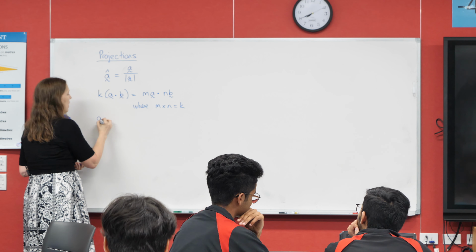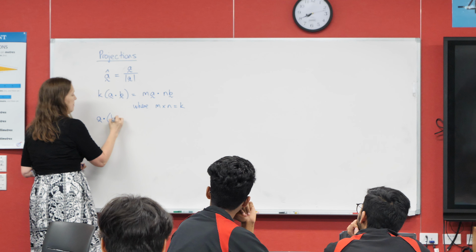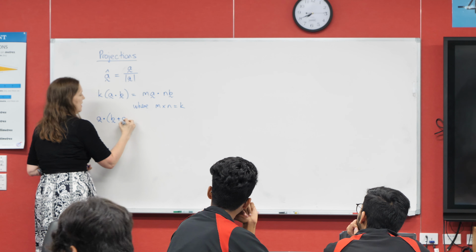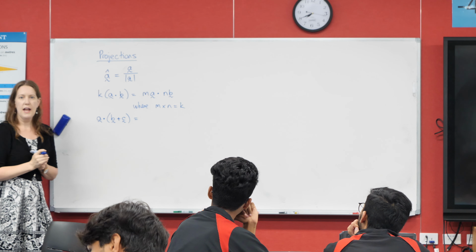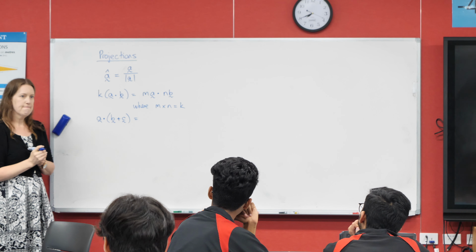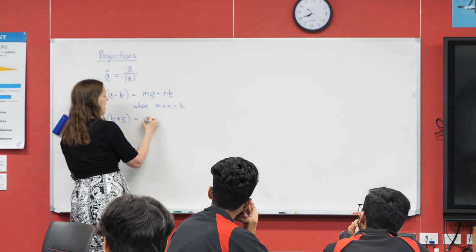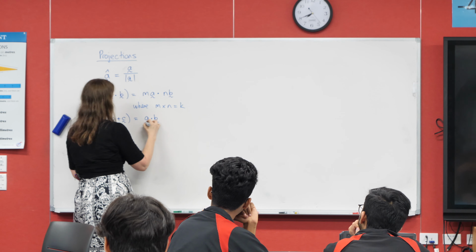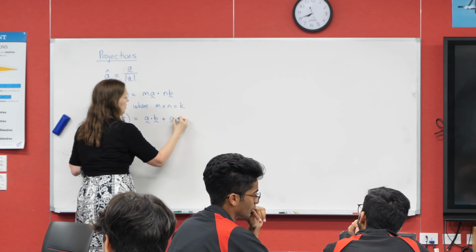We had another one where we had a vector dot times by an addition. And again, what did that one end up being? We could distribute that one out as well. So A dot B plus A dot C.